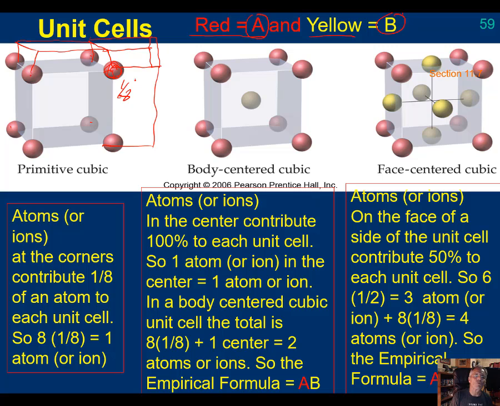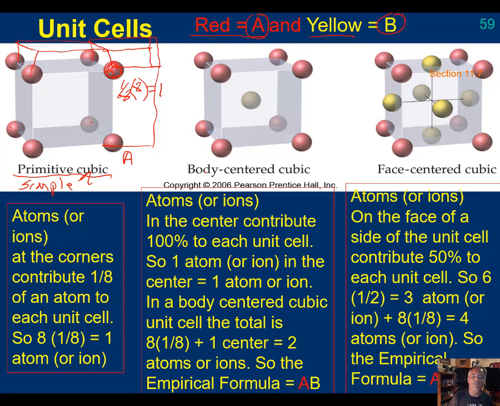So we have 1/8 times 8, and that is equal to 1. So this would just be A. Now, this is called a primitive cubic. It's also known as a simple cubic. So those represent the same type of unit cell.